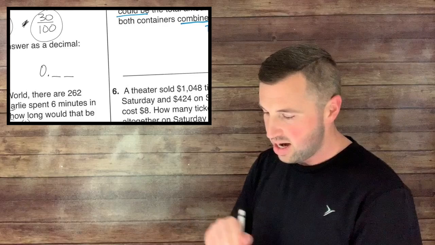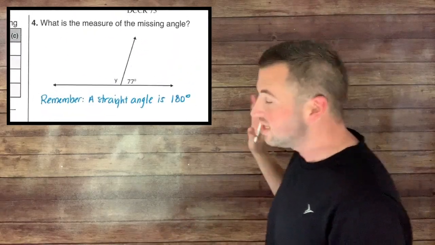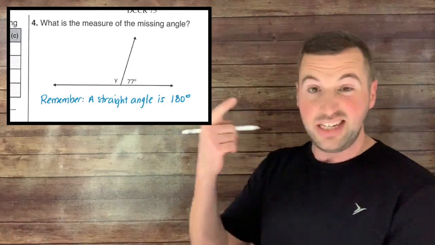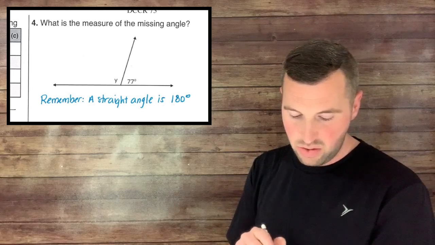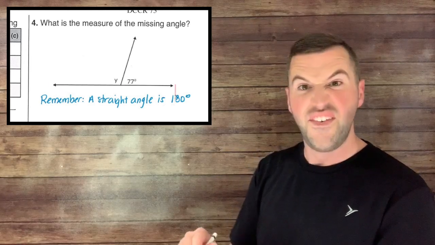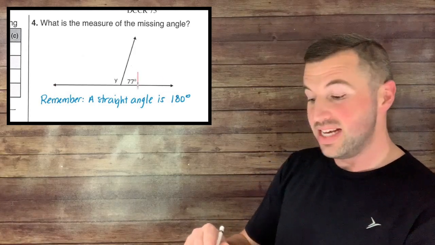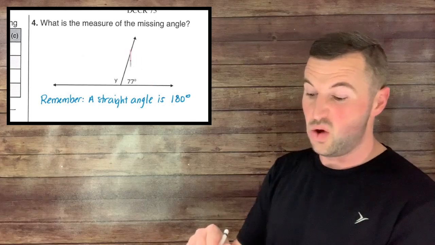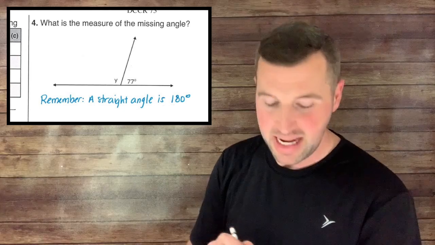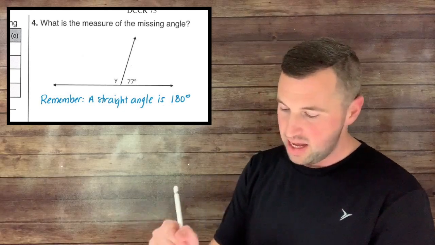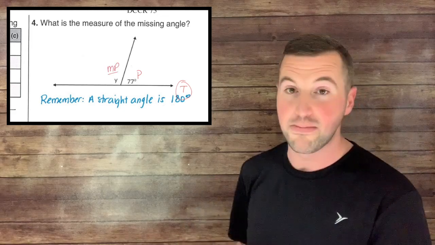That would be. All right, up here to number 4. What is the measure of the missing angle? Please just remember, a straight angle, if I use this cool tool, check this out, lightsaber. A straight angle is 180 degrees. You know this is 77. So if this whole thing is 180 and this one part is 77, what is the missing part? So please set this up. This is your total, this is a part, and this is the missing part.